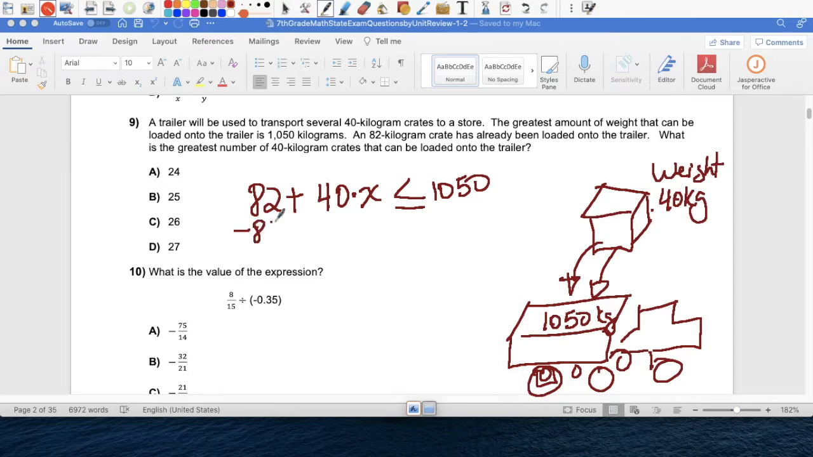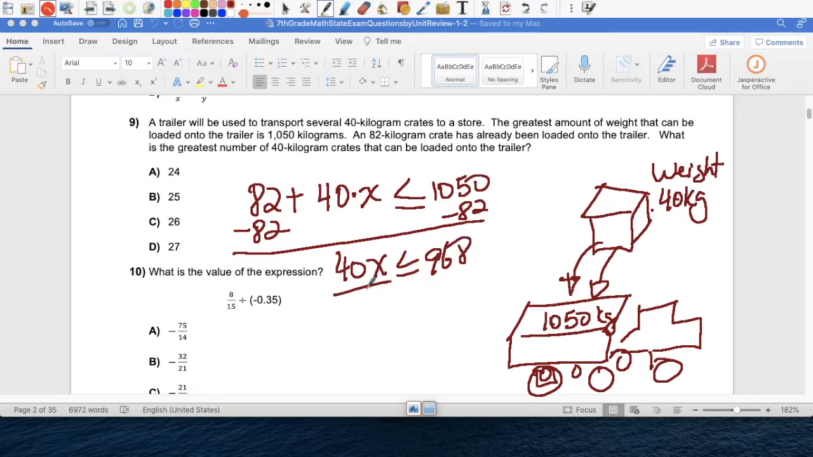Well, minus 82, 40x less or equal to 1,050 minus 82, 968. And divide both sides by 40. 968 divided by 40 equals 24.2. So the greatest number of boxes that we can put in here is 24.2. We obviously can't put 24.2, so the maximum is going to be 24.